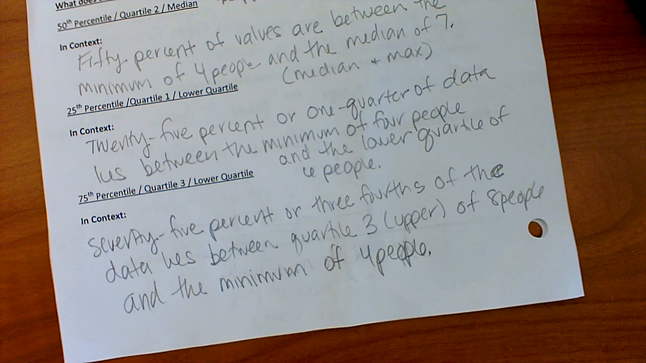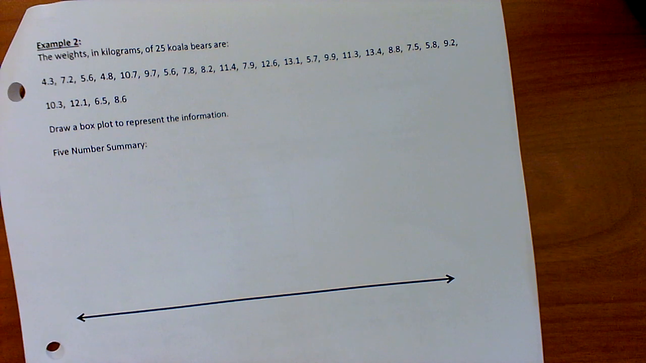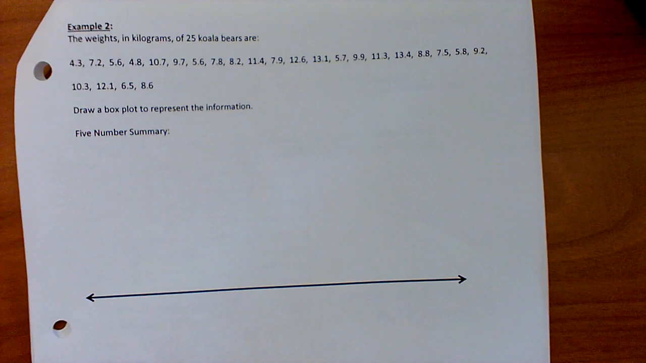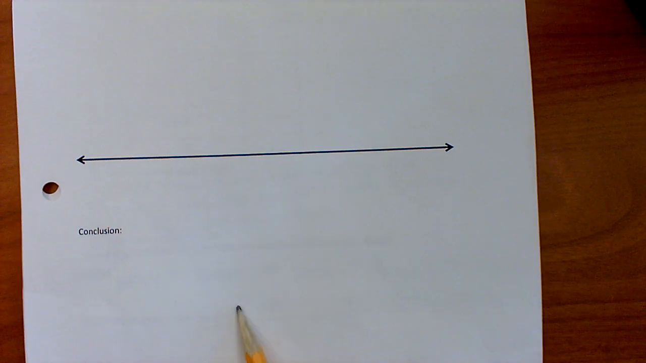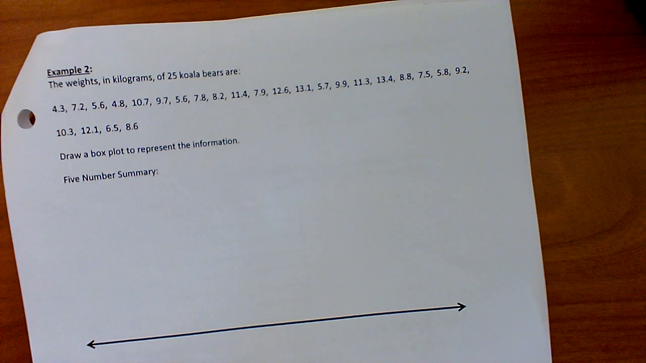So, okay. So you could have talked about this anyway. You're going to see me talk about it a little bit differently when we look at back-to-back box and whisker plots. So let's move forward. What I'm going to want you to do is, we have example 2 here. And this is actually from your book. It's about koala bears, and I would like you to draw a box plot to represent the information. Give me a 5-number summary, do the box plot here, and then write me a conclusion. And I want you to go to your book and look up this.